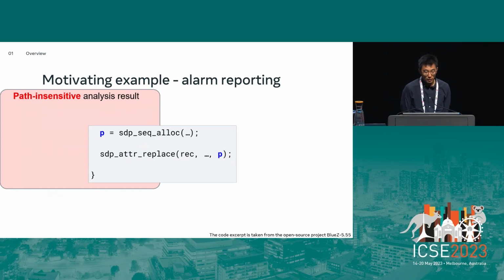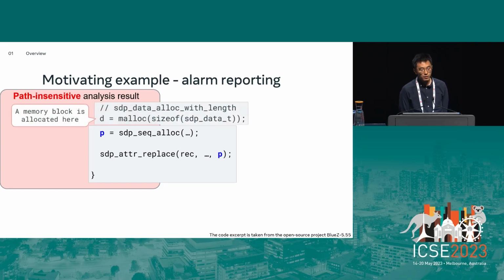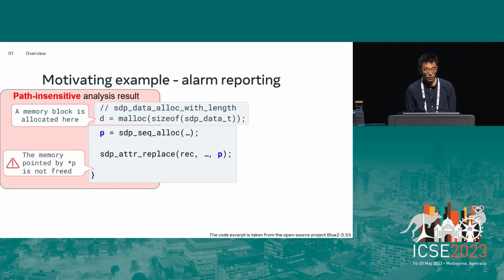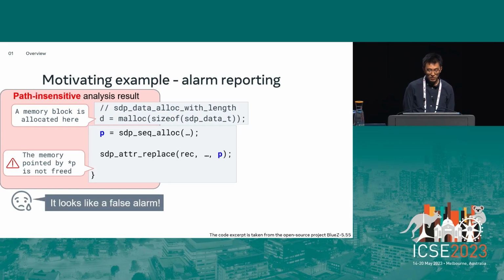Let's think about the alarm reporting. In the case of a path insensitive analysis result, it would say that somewhere else, in some other function, there was a malloc, and then it says that at the end of the function, there is a memory leak, all of a sudden. So it is quite difficult for developers to understand, and they mostly consider it a false alarm.